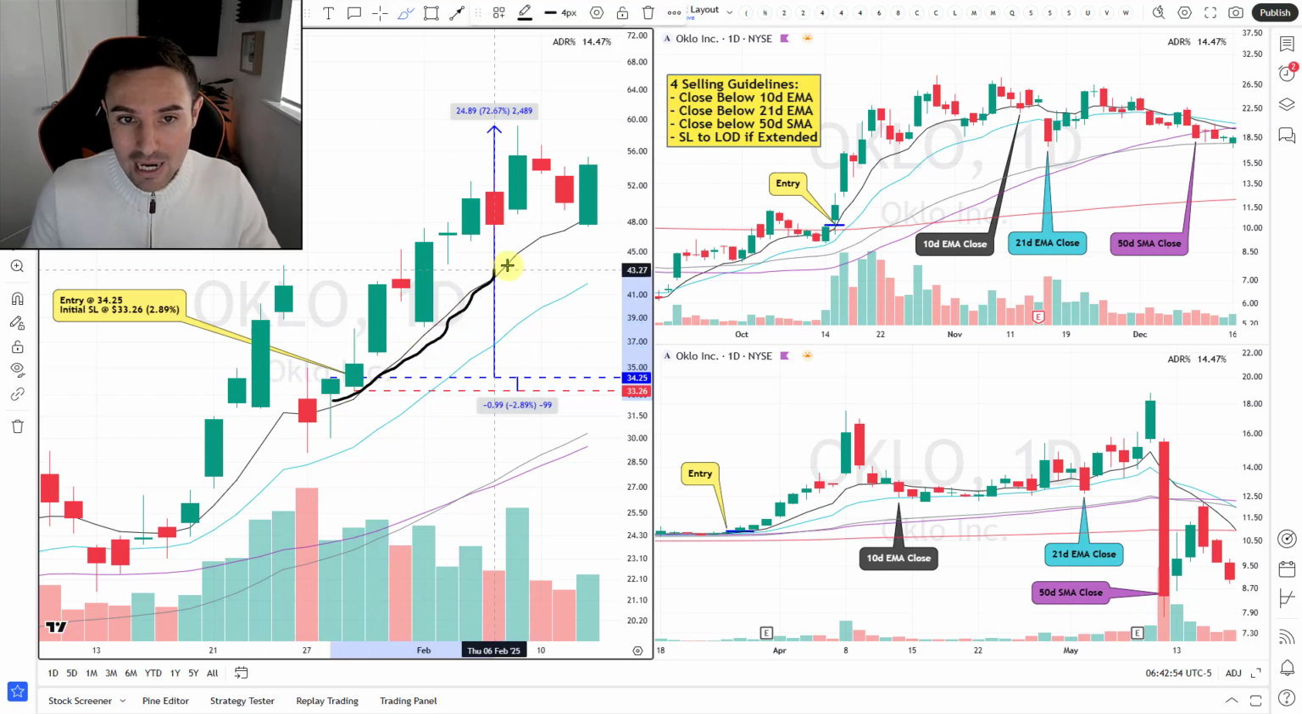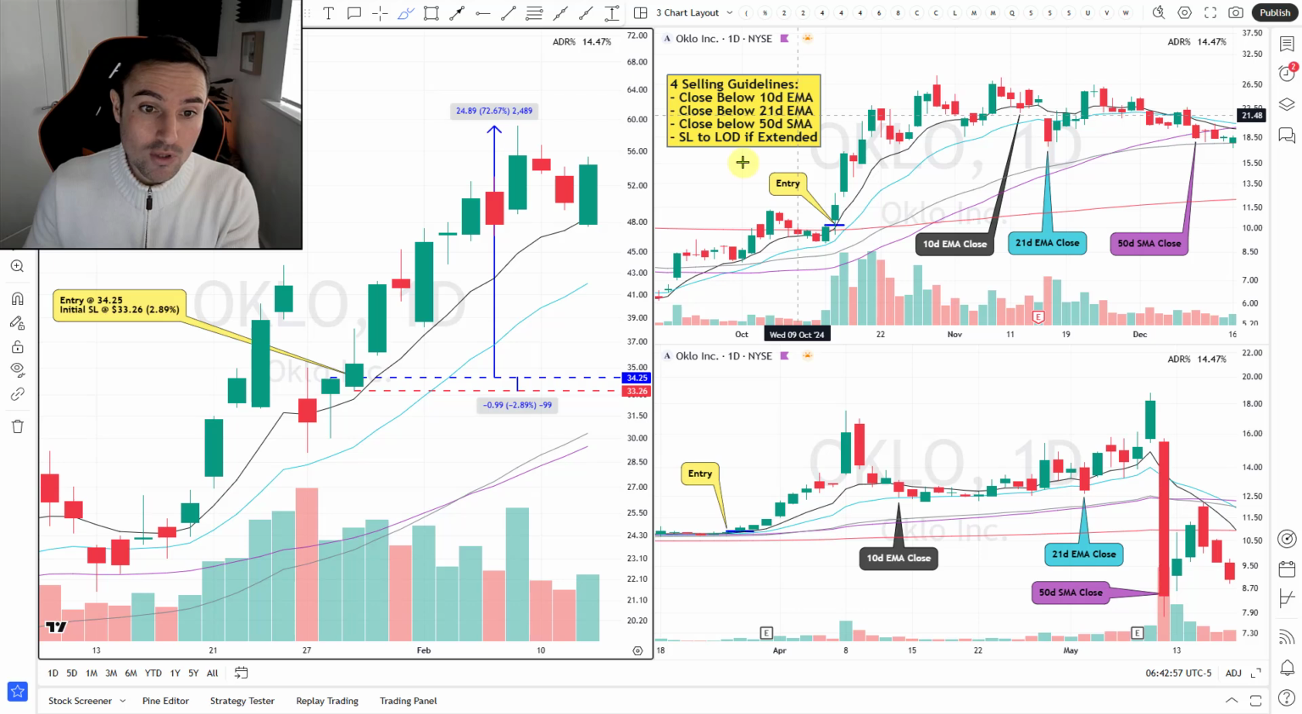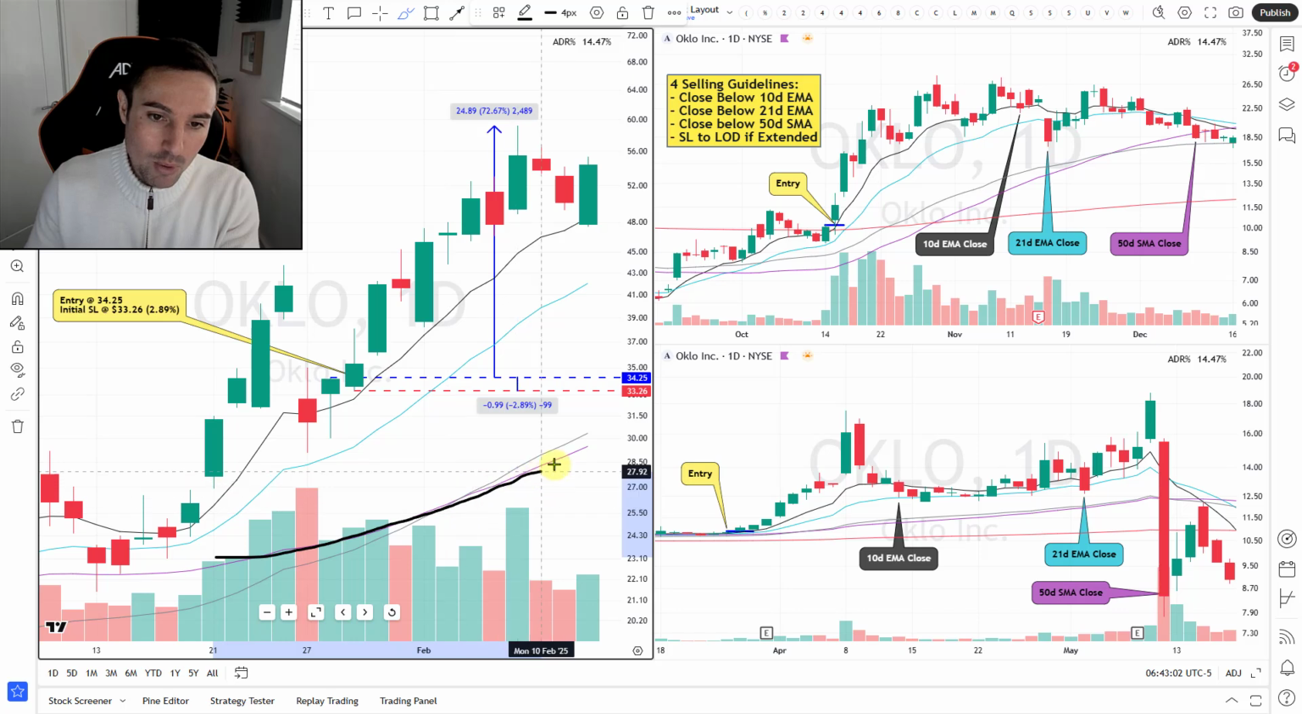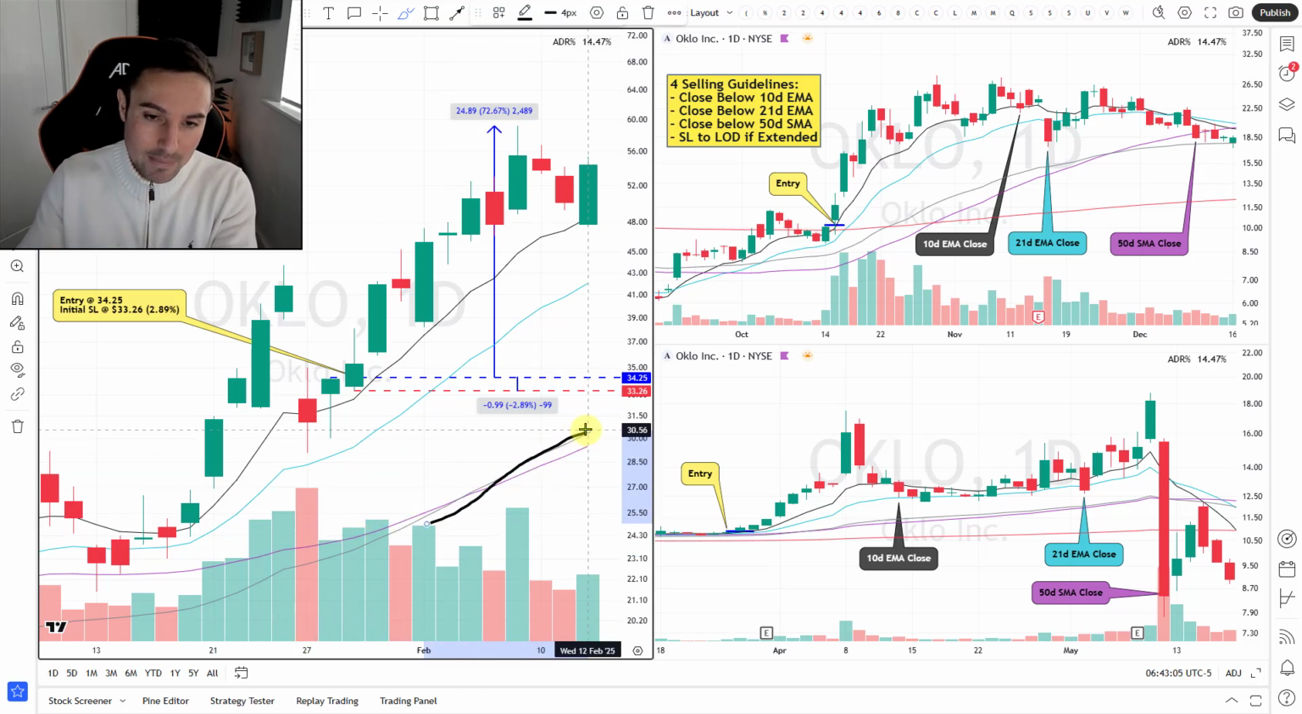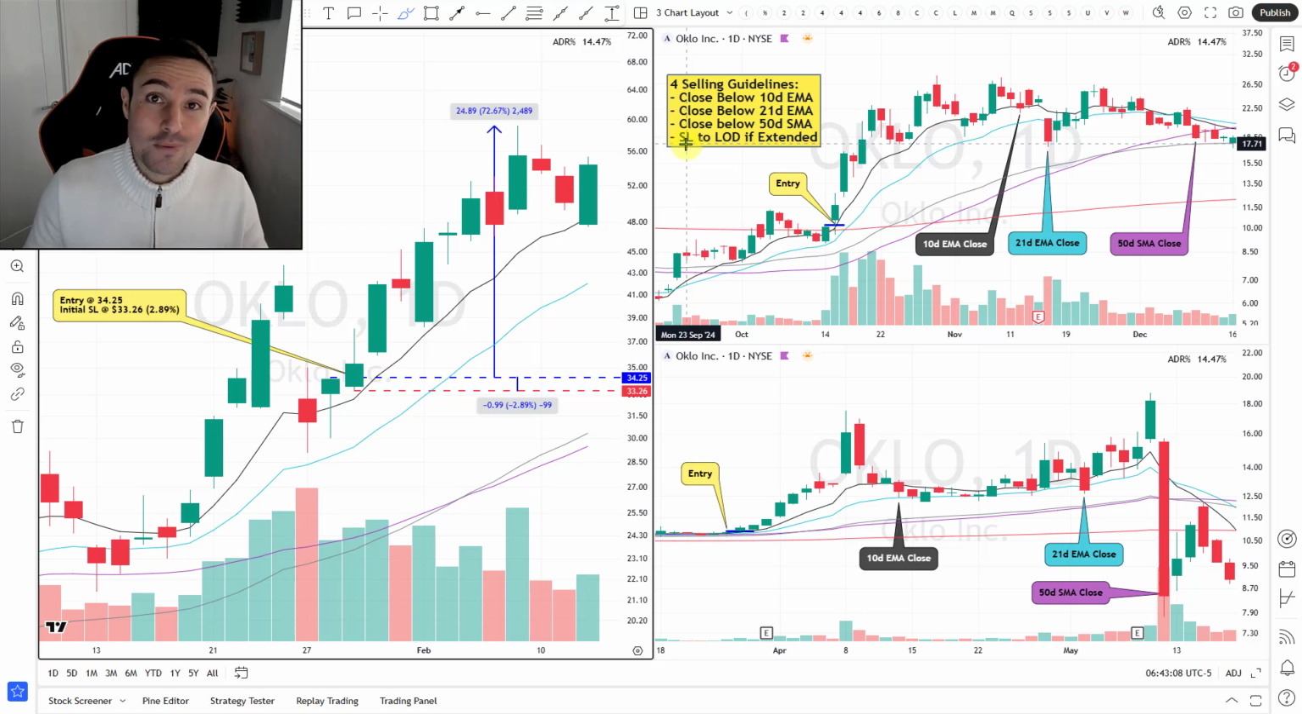On my chart, that's going to be the black line that you see here. The first close below the 21-day EMA, that's going to be the blue line that you see here. The first close below the 50, that's going to be the purple line that you see here. The gray line is the 65-day EMA, in case you were wondering. And then stop loss, so SL is stop loss to LOD, low of the day, if extended from the 10-day EMA. So these are the 4 that I'm going to be teaching you about and the ones that I look to use. So I'm looking for a first close below one of those 3 key daily moving averages, 10-day, 21-day, or the 50-day, or I'm looking to push my stop loss potentially on all or part of the position to the low of the day if I think the stock is extended short term from its 10-day EMA.